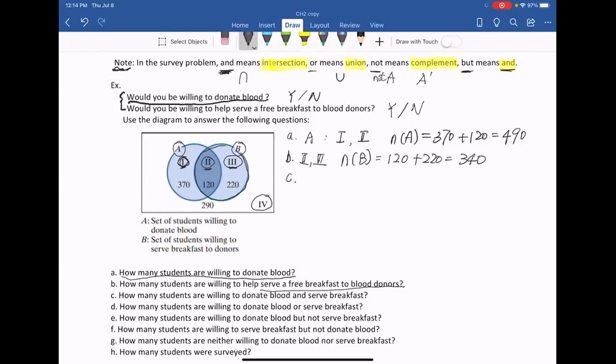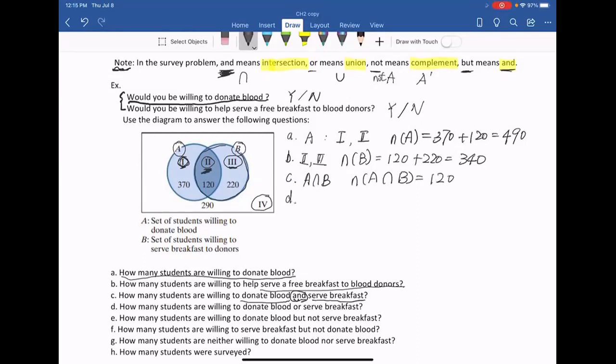Number C, how many students are willing to donate blood and serve breakfast? We mentioned at the beginning that and means intersection. That means what is the intersection of A and B? Or we are looking for the number of people in the set A and B. That is the intersection part, which is region 2, which is 120.